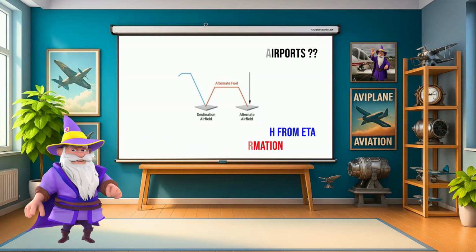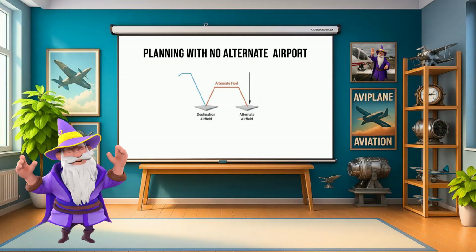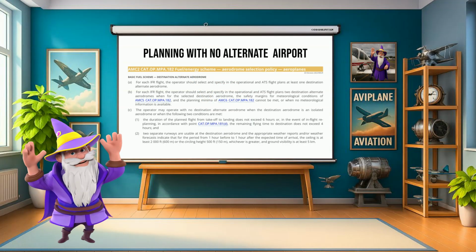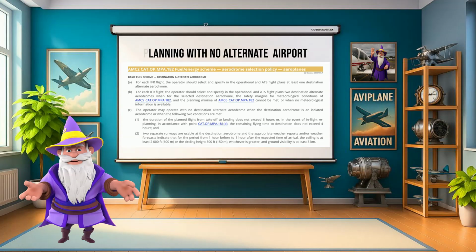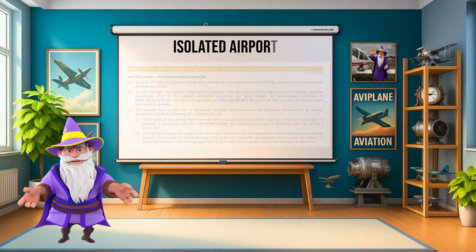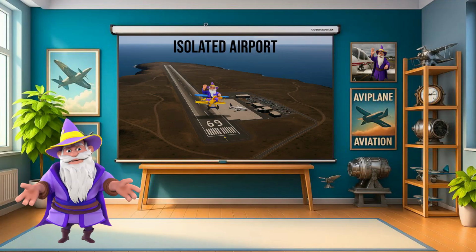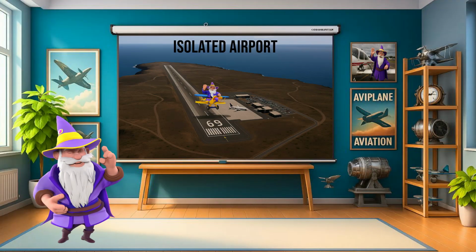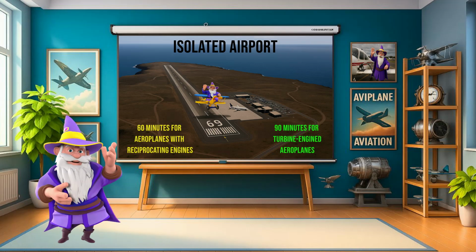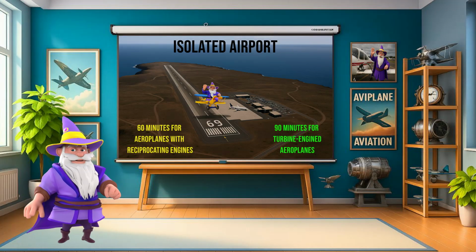Now you know. But can we have an operational flight plan with no alternate airport at all? Well, yes, but only in special cases. The first one, and the easiest, is flying to an isolated airport. And, as you remember, I do remind you, an aerodrome is considered isolated if the flying time to the nearest adequate destination alternate aerodrome is more than 60 minutes for aeroplanes with reciprocating engines, or 90 minutes for turbine-engined aeroplanes.